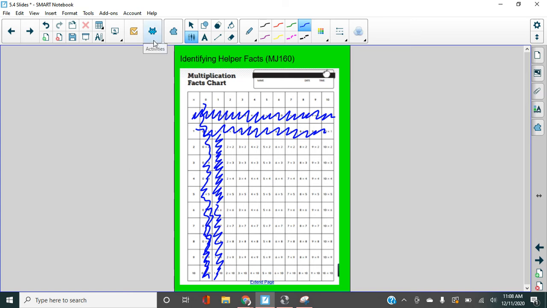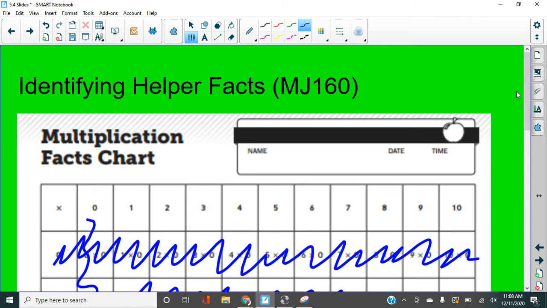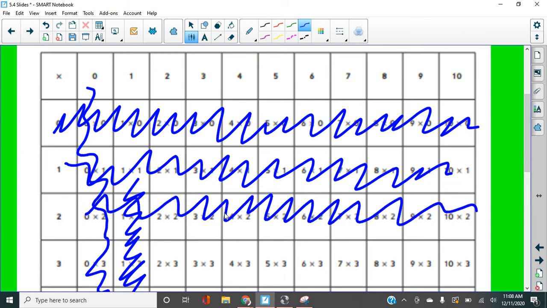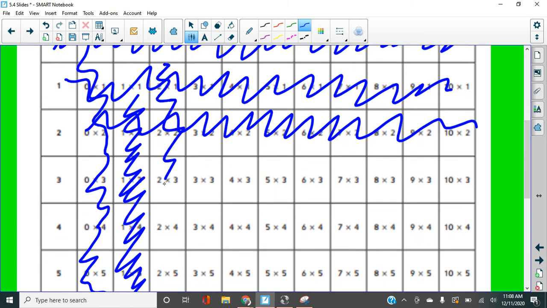All right, can you count by 2s? If you can count by 2s, say it now. 2, 4, 6, 8, 10, 12, 14, 16, 18, 20. If you can count by 2s, you know all of these, right? Because the answers are just 2, 4, 6, 8, 10, 12. And you know all the 2s this way as well.